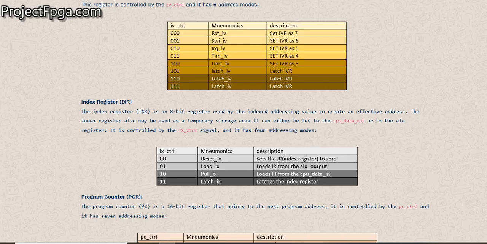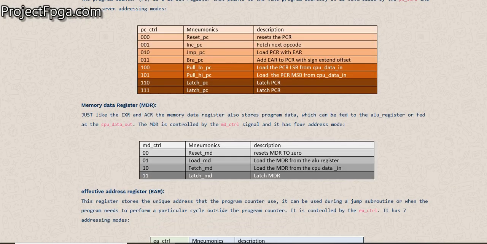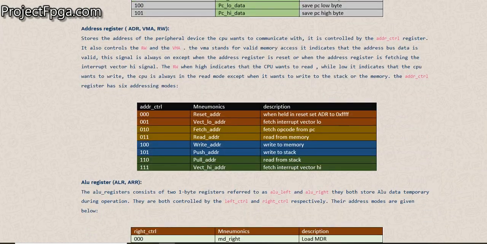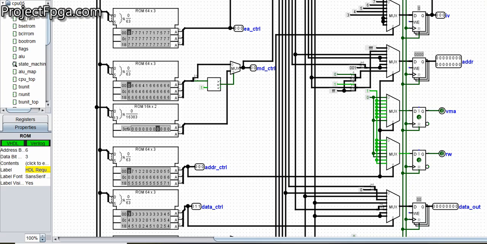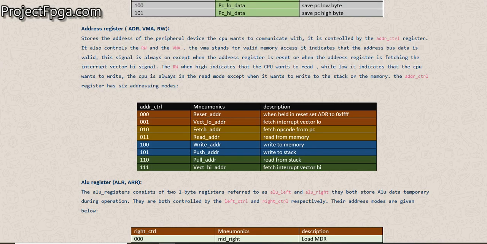Let me go to the website, then let me find the address register, and this is the address register, and it's being controlled by this signal, address control. You can see how the wire went here. It controls the read write, the VMA, then the address itself, and it's a 3-bit signal. Now whenever it is 00, it means reset the address. When held in reset, it sets ADR to 0xFFFF, and that is hexadecimal.